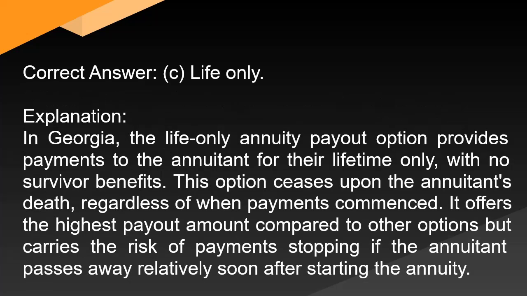Correct answer. C. Life only. Explanation. In Georgia, the life-only annuity payout option provides payments to the annuitant for their lifetime only, with no survivor benefits. This option ceases upon the annuitant's death, regardless of when payments commenced. It offers the highest payout amount compared to other options but carries the risk of payments stopping if the annuitant passes away relatively soon after starting the annuity.